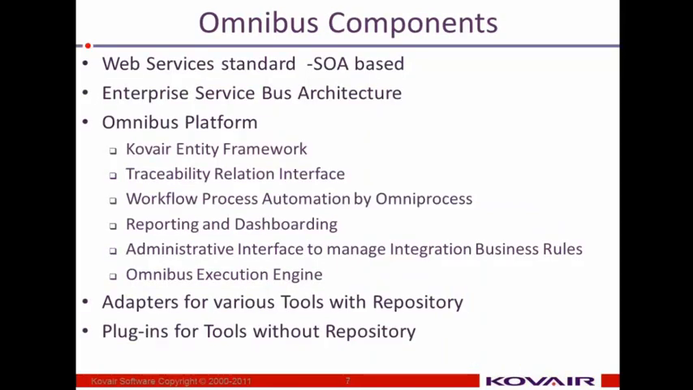What are the components of Omnibus? First of all, as I mentioned, Omnibus uses Enterprise Service Bus architecture. It also uses web services, which basically means all the tools you're integrating can be anywhere in the world, running on any kind of platform, whether it is Windows, Linux, or even mainframe, and can even be running behind the firewall. Now, the Omnibus platform consists of the following components.